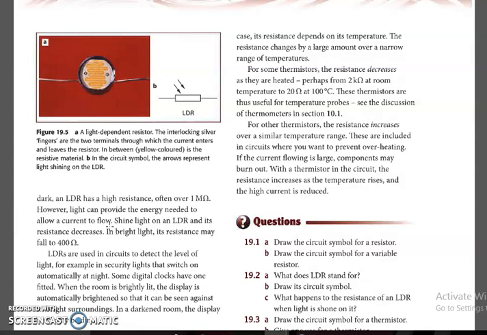So at dim light, resistance increases. At shine light, resistance decreases. At dim light, resistance increases. At shine light, resistance decreases.